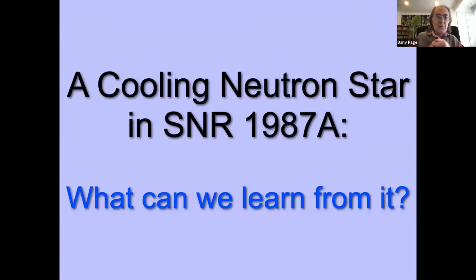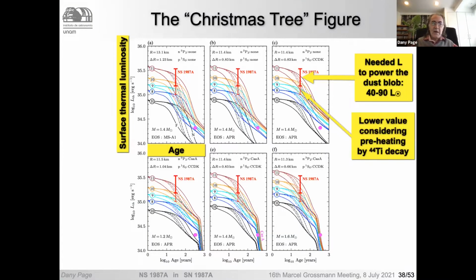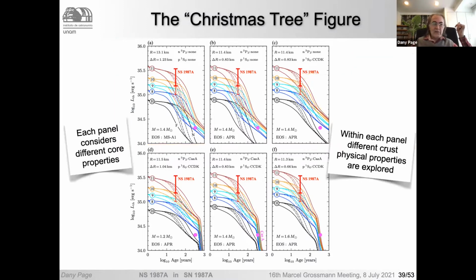So let me take 2 more minutes and see what we can learn from this. Here, I call this a Christmas tree figure. We plot the surface luminosity versus age. This is the power needed to power the blob of dust. So in each panel, we change the core. And within each panel, we change the crust physics.